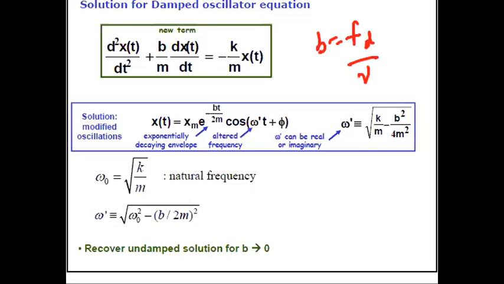Okay. Tell me, clear? The concept is clear, everyone?